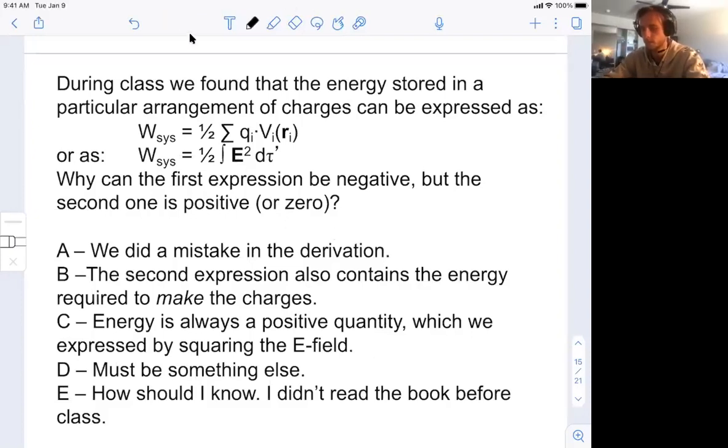So it looks like in the derivation every step is okay, right? Every step is correct. But how come we end up with two different expressions? The first one indeed can be negative, because it is possible to have a negative potential energy. But the second one for sure seems to be always larger than 0. And I just wanted to ask you what you think.